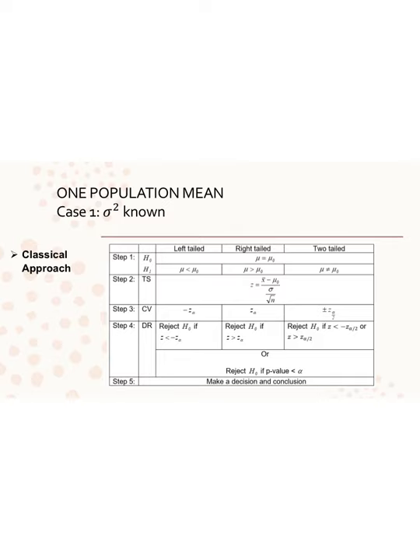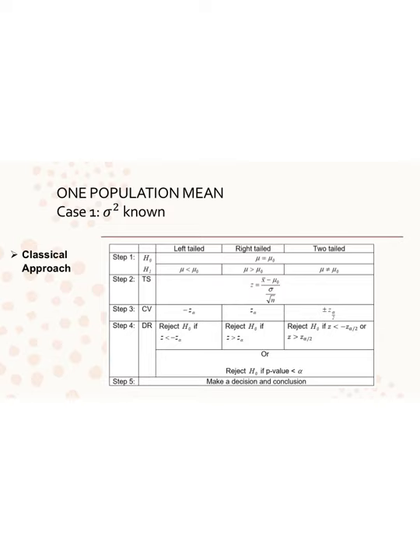Second step, the test statistic here should be Z equals X bar minus mu naught, over sigma divided by square root n. Third step, decide on the critical value. In the question, you will be given the value of alpha. For example, let's say the question asks you to test at 5%. So your alpha will be equal to 5%.